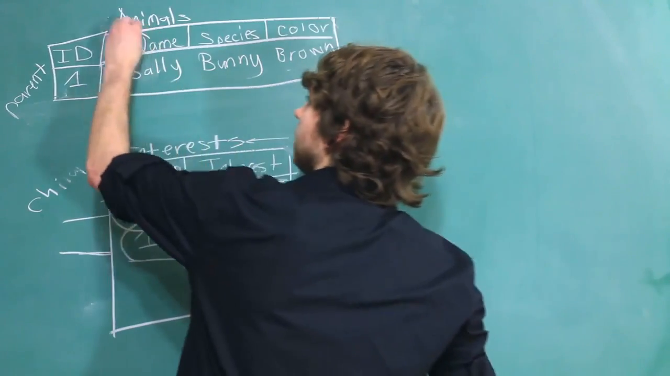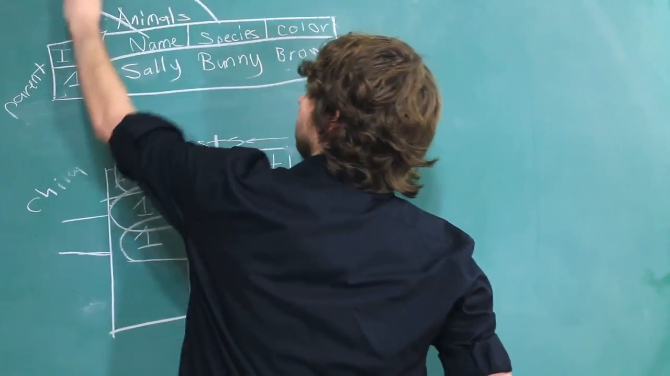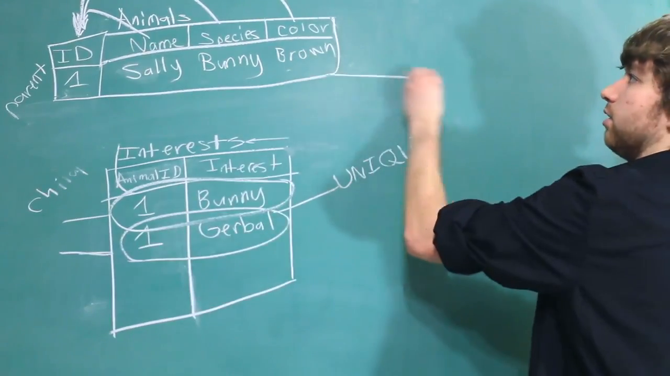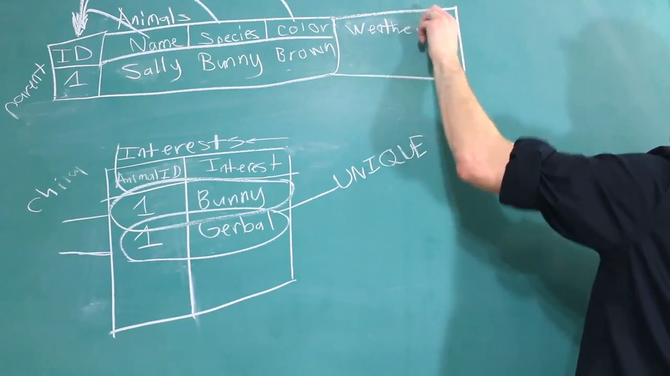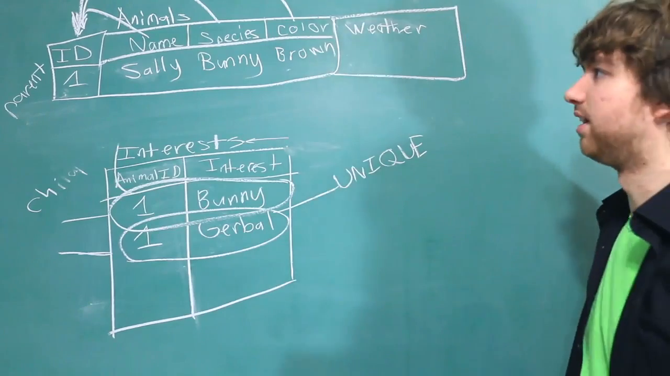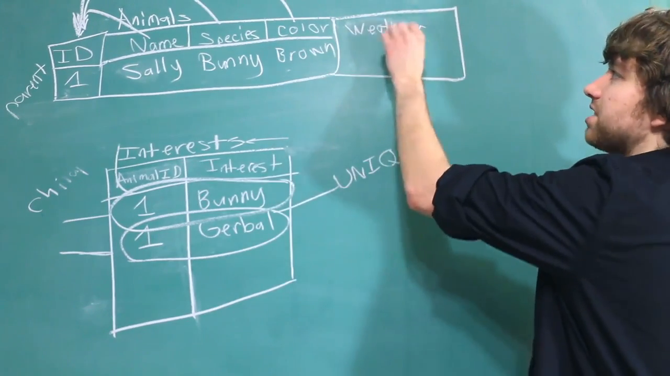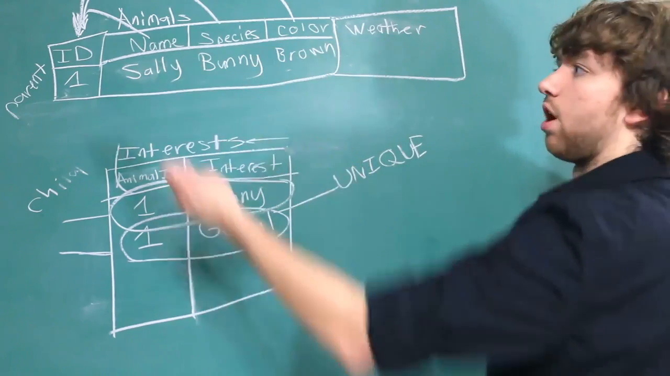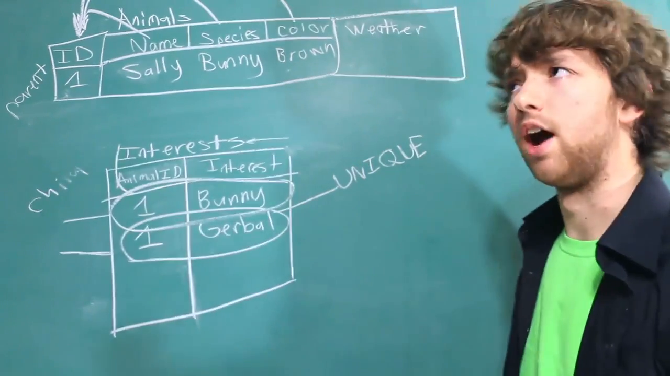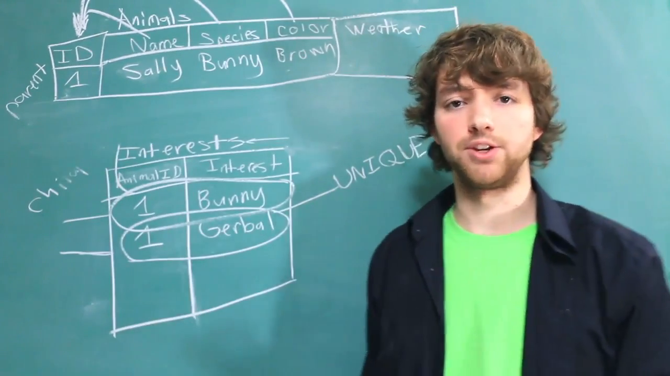These all depend on the primary key. But you wouldn't want something in here like the weather. Okay, the weather has nothing to do with the animal. So in this situation, this is not dependent on the key, and we always want every single column to depend upon the key. Now, all of that was a lot of information.